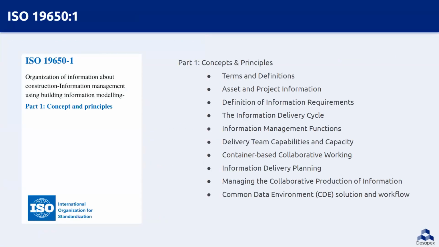So ISO 19650 Part 1 focuses on the core concepts and principles of the information management process. It explains the important terms and definitions captured in the other parts of 19650. It covers activities to create assets and project related information, information requirements at different stages of the project, and methods to create them are defined. Documentation required during the information delivery cycle and how we manage all this information with different teams involved in the project.